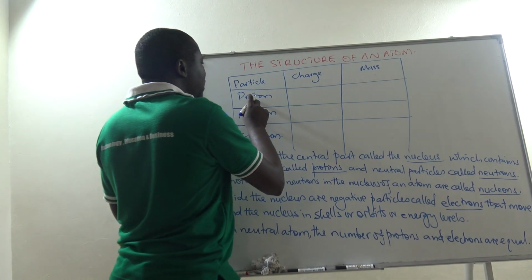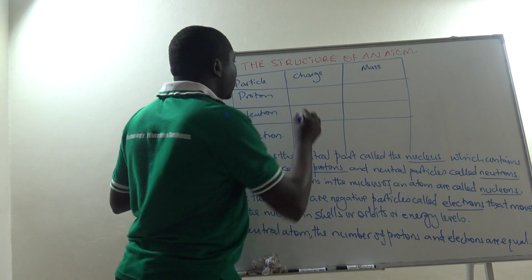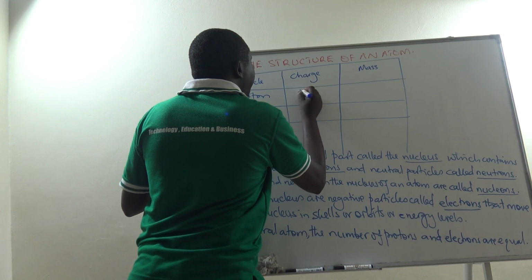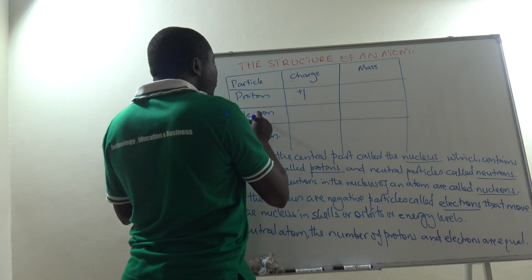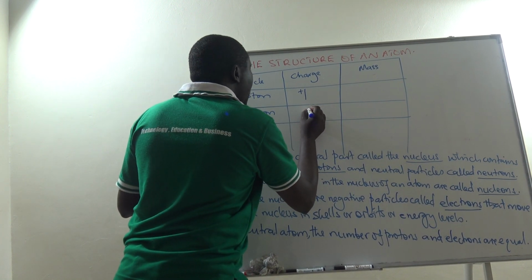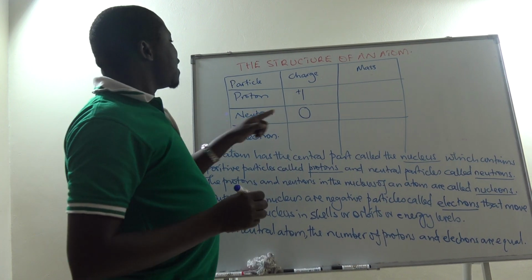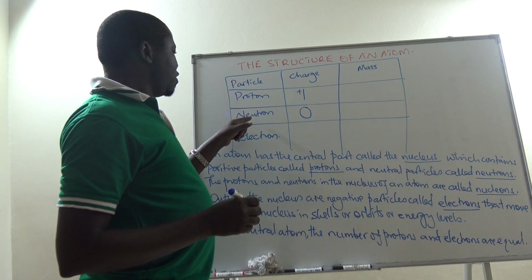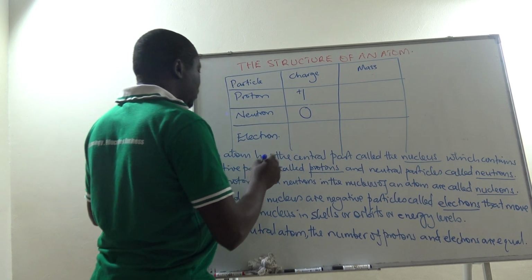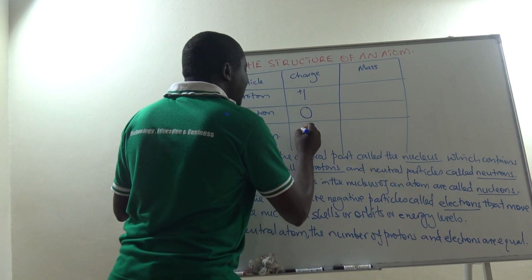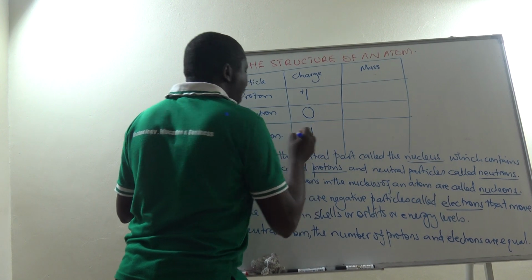So a proton is a positive particle with a charge of +1. A neutron is a neutral particle with no charge. So we say that the charge on a neutron is 0. And an electron is a negative particle with a charge of -1.